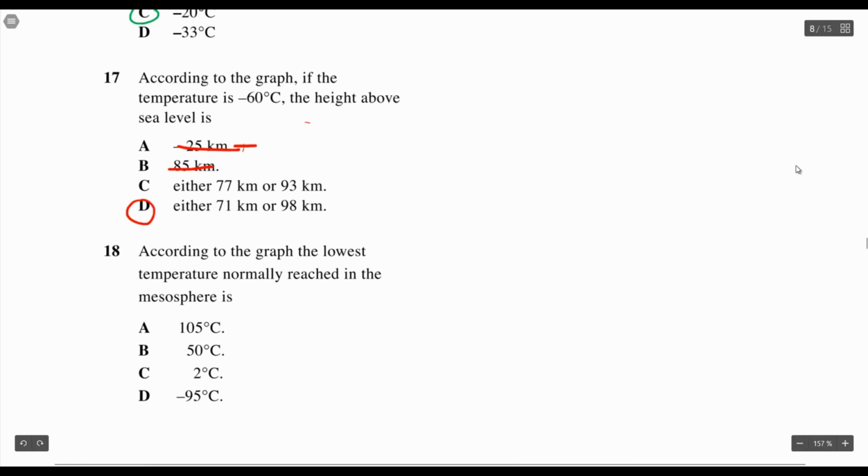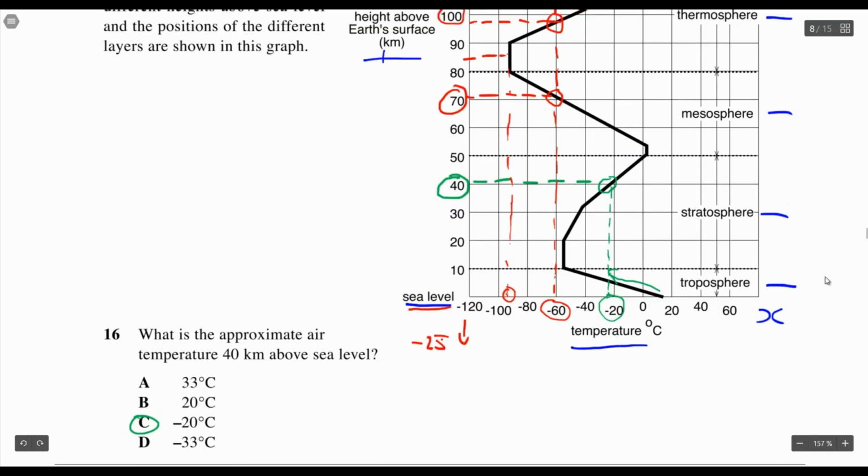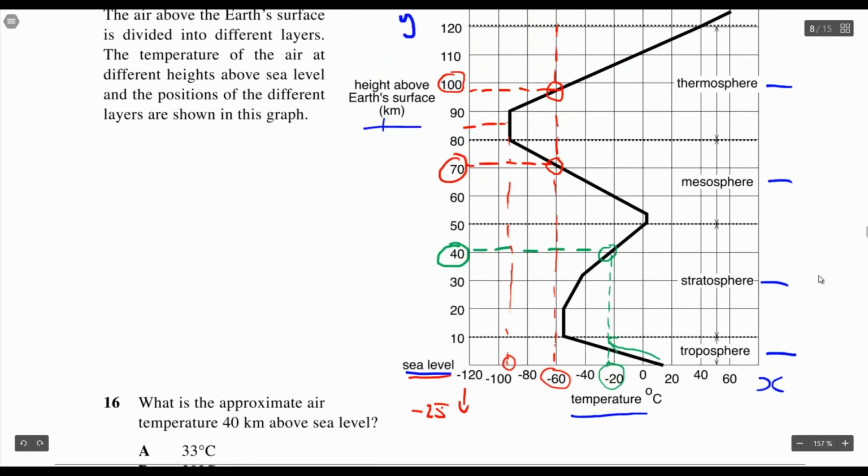Question 18. According to the graph, the lowest temperature normally reached in the mesosphere is... Now, this is a trick question, right? A lot of the students get this question wrong, so let me explain why. If you scroll up, we'll see the mesosphere is right over here. That is a bit thick, so let's just use a black pen. So the mesosphere is right there.